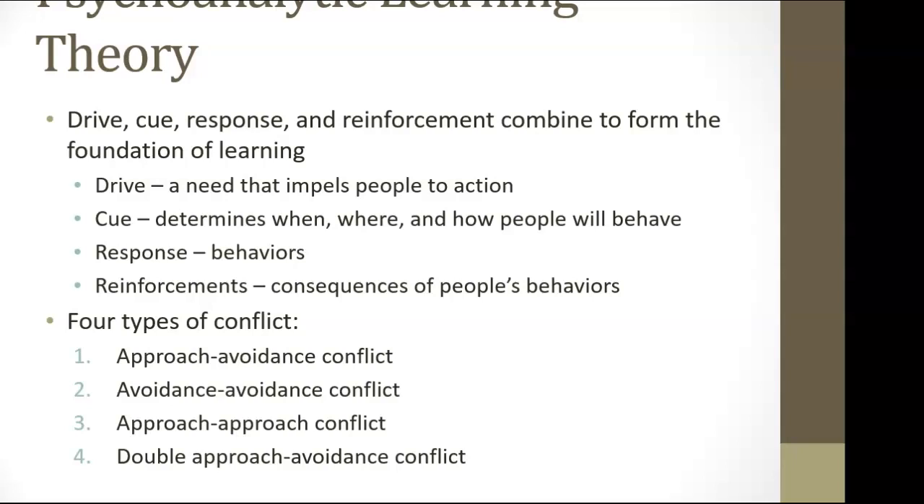Avoidance-avoidance, when one is forced to choose between 2 equally undesirable options. Approach-approach, 2 desirable things to choose from. And double approach-avoidance occurs when one is faced with 2 choices that have both desirable and undesirable aspects.